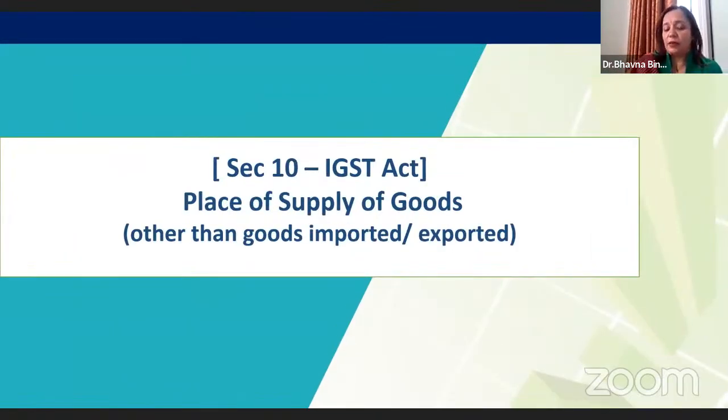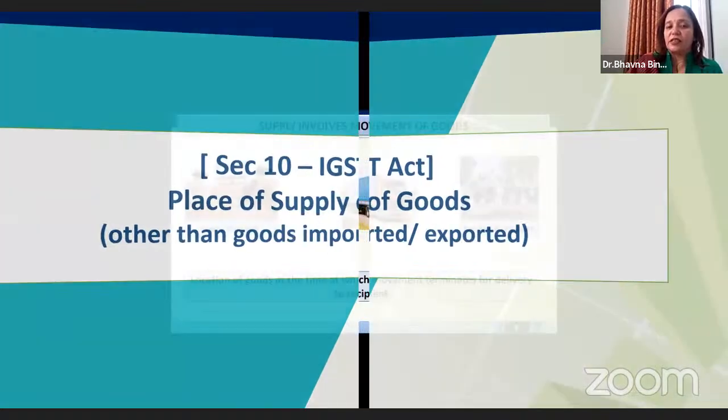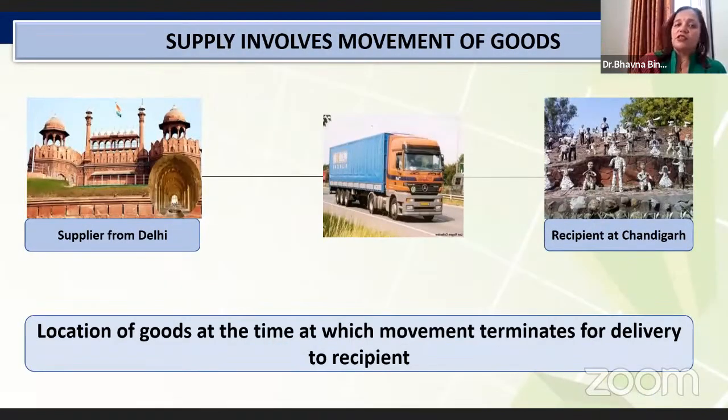Section 10 of the IGST Act is applicable. The first situation, if there is actual movement of goods, that means the goods have started moving from one place to another place. The place where the termination of the delivery is done, where the movement of the goods is terminated, that would be the place of supply.